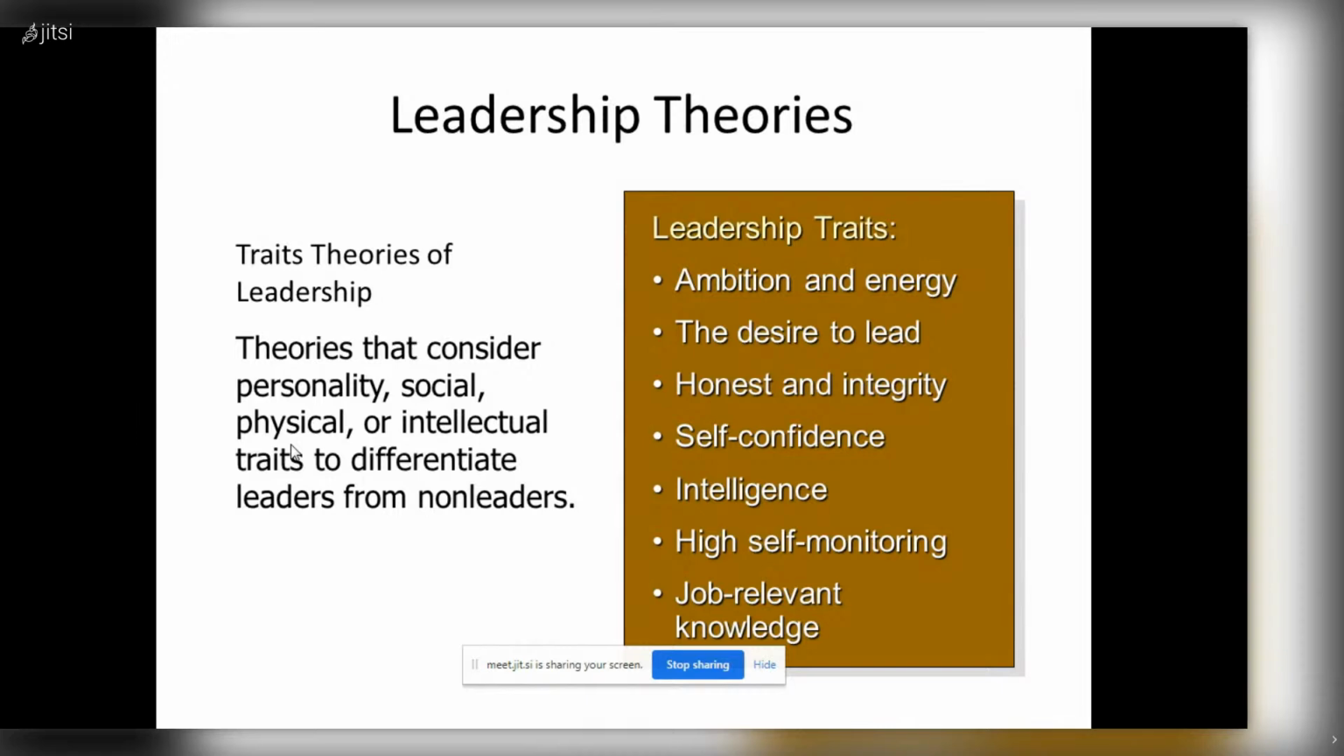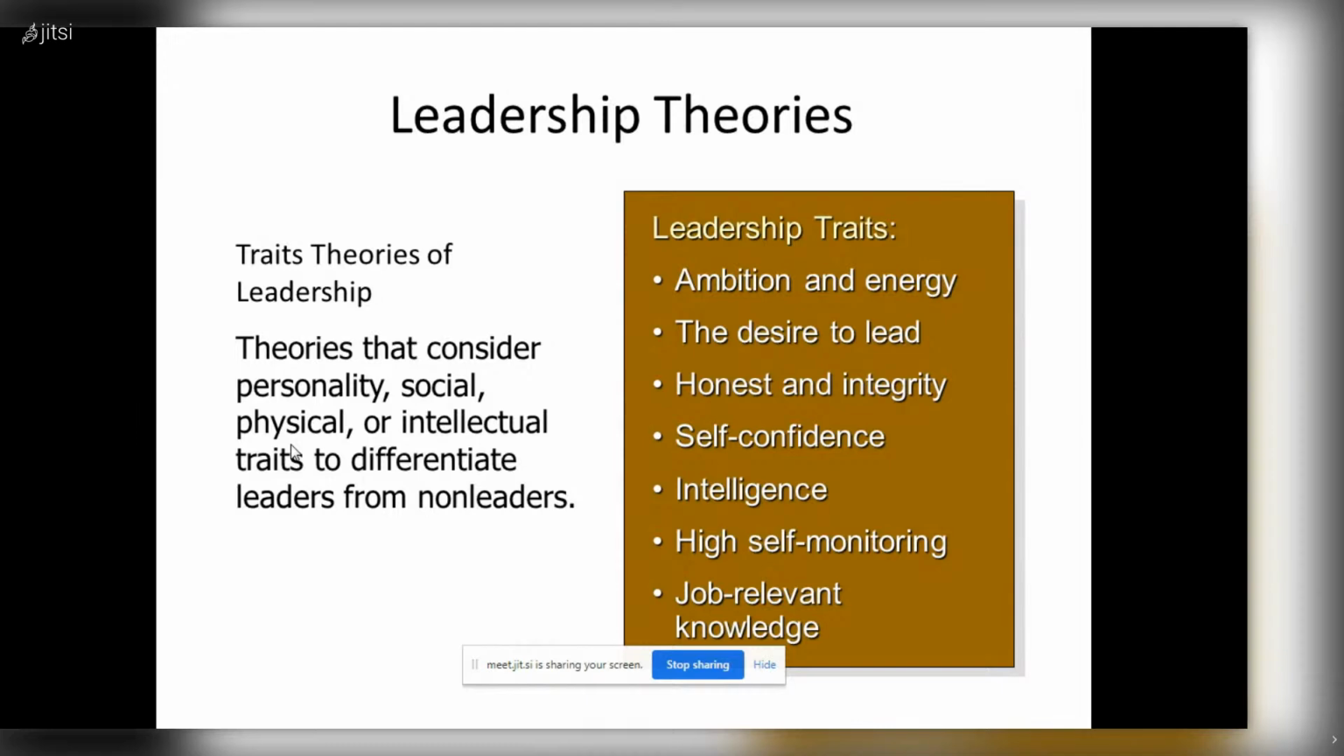Self confidence. Followers look to leaders for an absence of self doubt. Leaders therefore need to show self-confidence in order to convince followers of the rightness of their goals and decisions. Next one, intelligence. Leaders need to be intelligent enough to gather, synthesize, and interpret large amounts of information. And they need to be able to create visions, solve problems and make correct decisions.